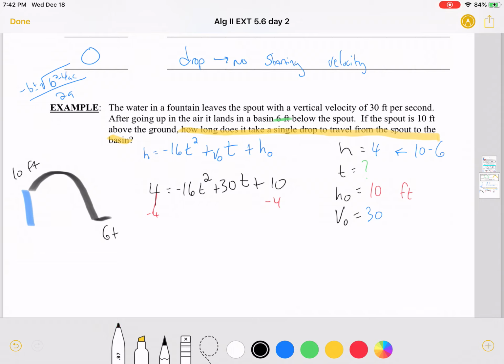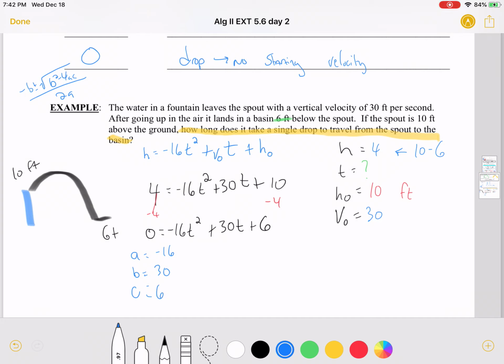And now I have 0 equals negative 16t squared plus 30t plus 10. So now, plus 6. 10 minus 4 is 6. Sorry, people. Plus 6. So now I can list out my A, B, and C values. My A value is attached to my t squared, so it's negative 16. My B value is 30. And my C value is 6.